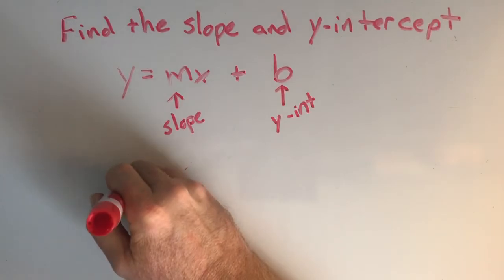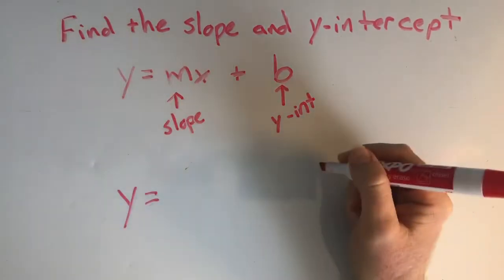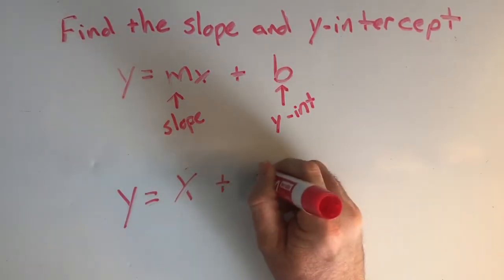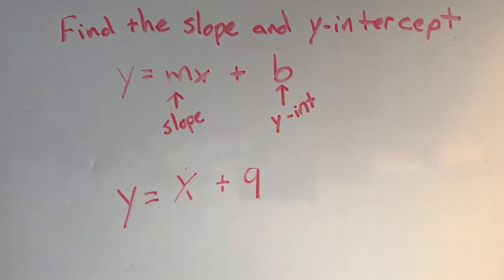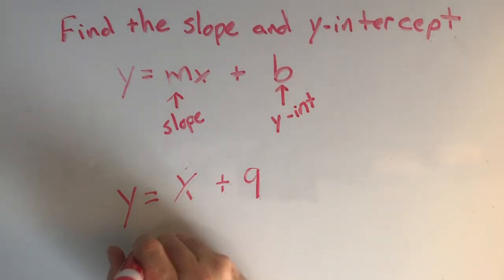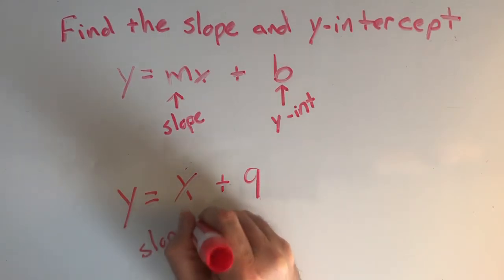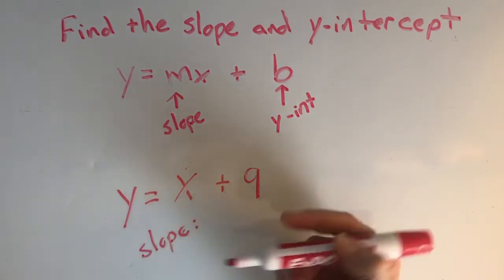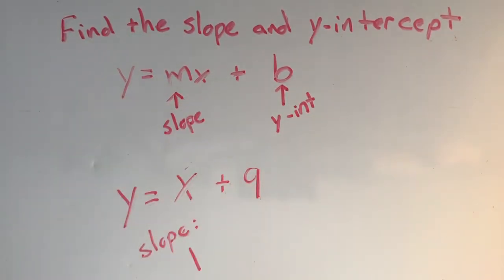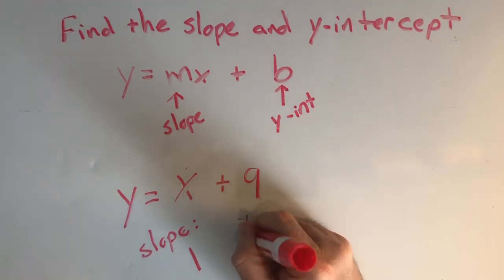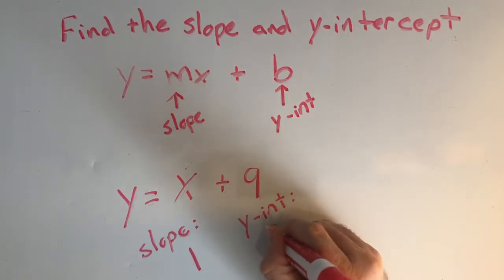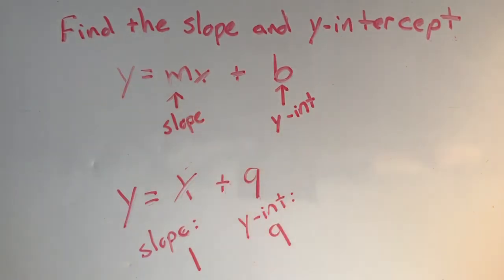What if I have y equals x plus 9? The slope is whatever is multiplied by x, but there's no number out in front of x. So how many x's is this? This is 1x. So the slope is 1. And the y-intercept is 9.